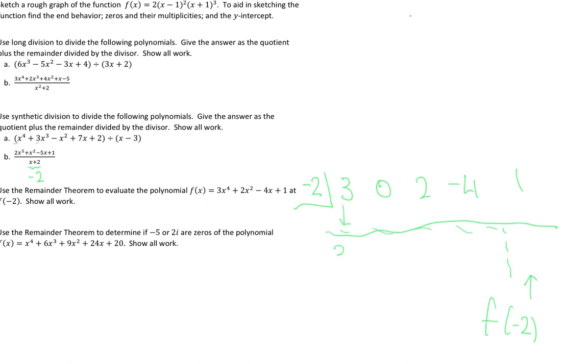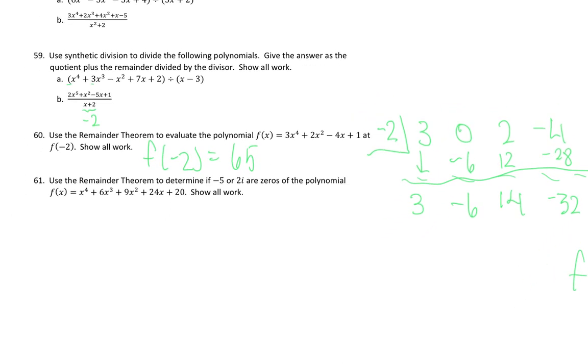So we always bring down 3. 3 times negative 2 is minus 6. Bring that down. Minus 6 times negative 2 is positive 12. We get 14. 14 times minus 2 is going to be minus 28. Add those together, you get minus 32. Times the negative 2 is going to be positive 64. Add those together, you get 65. So it means that f of negative 2 is positive 65.